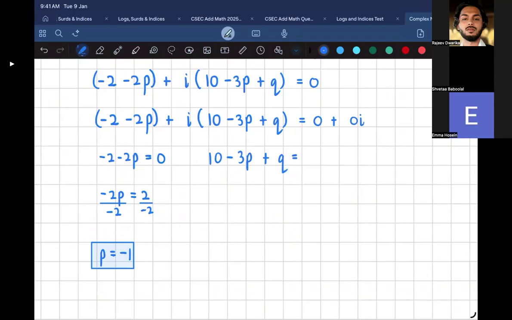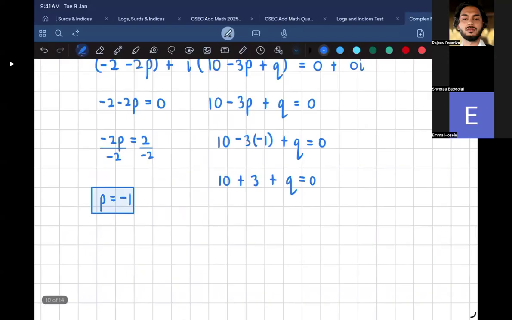Not just 0, 0i, because remember, factorial i. Look at the coefficient. Didn't we already find p? So we could write that as 10 minus 3 minus 1 plus q is equal to 0. And I can write that as 10 plus 3 plus q is equal to 0. If I group together 10 plus 3, that's going to be 13, and if I move it across, it's going to be minus 13.